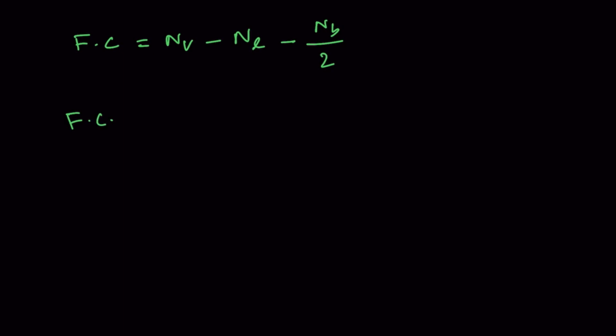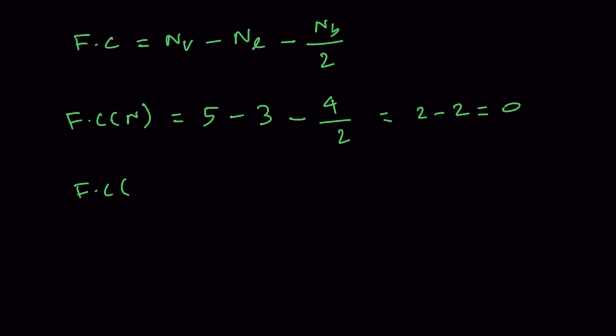So the formal charge for nitrogen is equal to, we have 5 valence electrons in nitrogen, and we know that nitrogen has 3 non-bonded electrons, minus number of bond pairs, we have 2 bonds, that means 4 by 2. Therefore this is 2 minus 2, that is equal to 0. And then the formal charge for oxygen atom is equal to, number of valence electrons in oxygen is 6. We have 2 lone pairs, that means 4 non-bonded electrons, minus we have 2 bonds, so 4 by 2 once again, and therefore this is once again 2 minus 2, that is equal to 0.